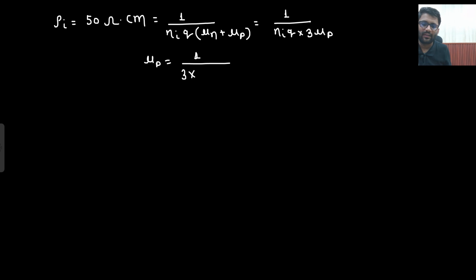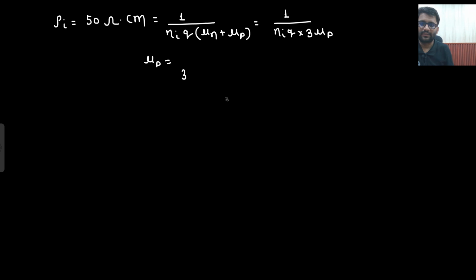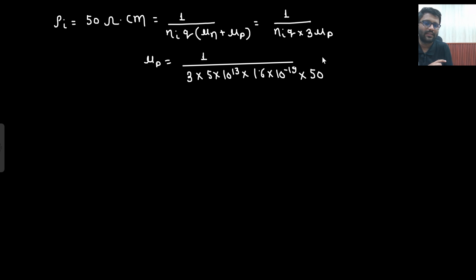What is the value of Ni? I again forgot the value of Ni. Ni was given as 5 into 10 to the power 13. So let's write down in a better manner. 5 into 10 to the power 13. So 1 by 3 is already there. 5 into 10 to the power 13 into charge 1.6 into 10 to the power minus 19 into 50. So answer will be coming in centimeter square upon volt into second, because everything is going into centimeter.